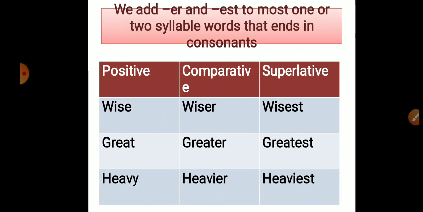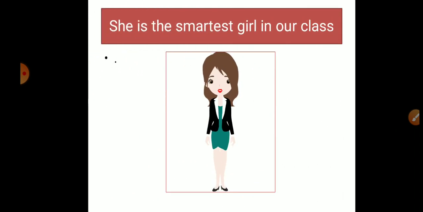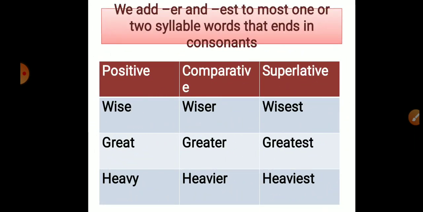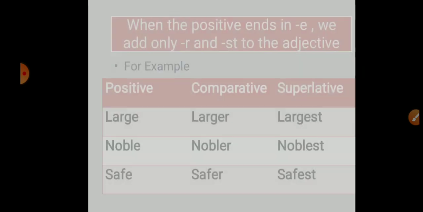Now let's see what we add for positive, comparative and superlative of the adjective. We add ER and EST to most one or two syllable words that end in a consonant. So here, positive wise, comparative wiser and superlative wisest, we are using ER and EST at the end.